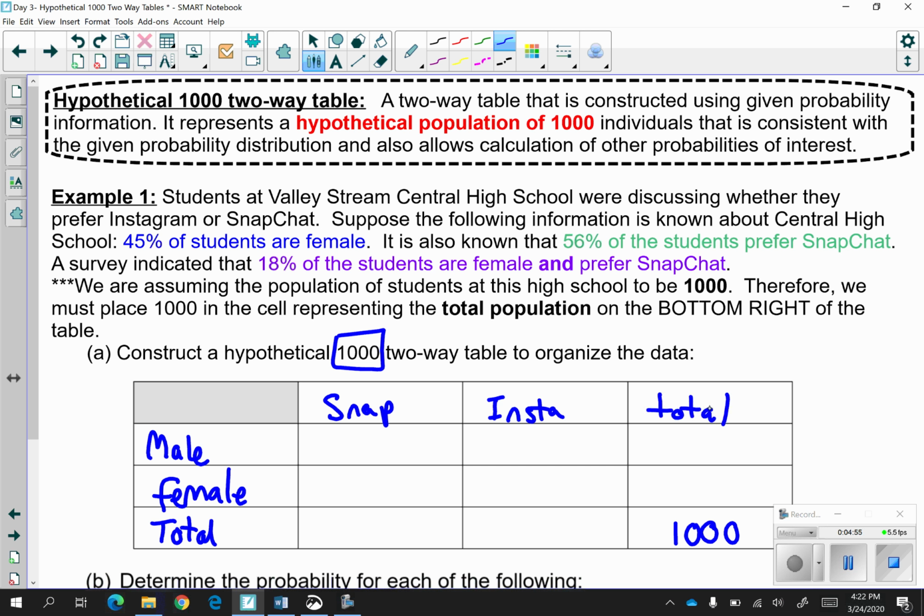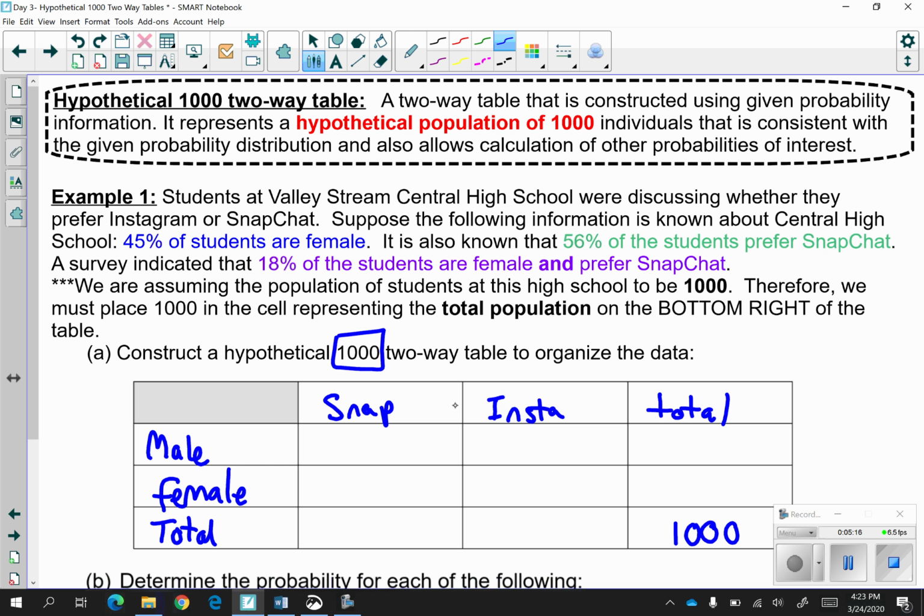Now, it doesn't matter that I put male first and then females. I could have wrote females and males on the bottom, or I could have wrote males and females on the top and Snapchat and Instagram on the left-hand side. It's up to you where you want to write it. I tend to just write male and female on the left-hand side. That's a personal preference.